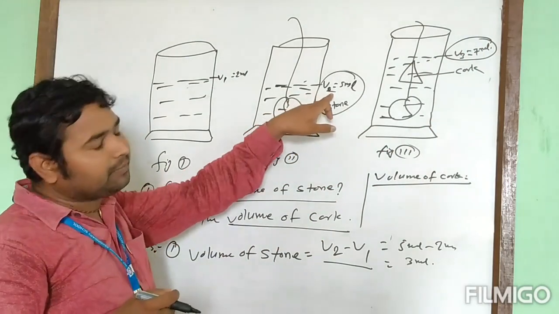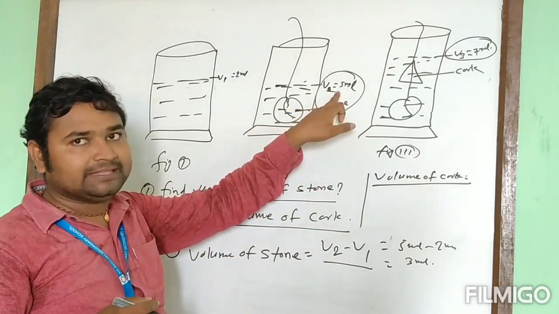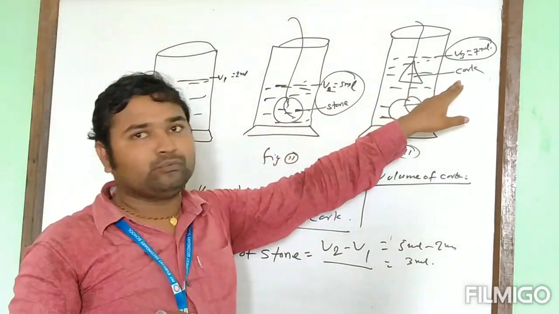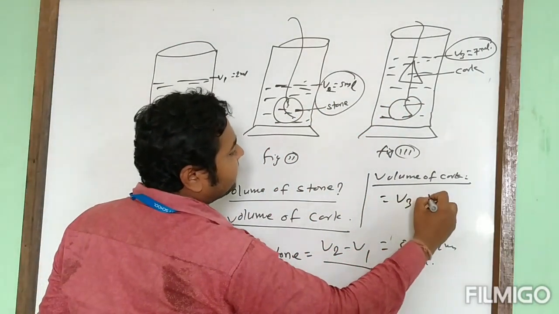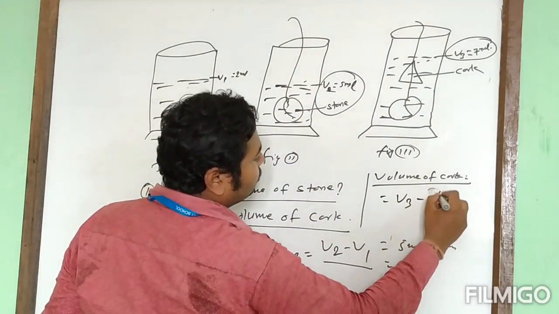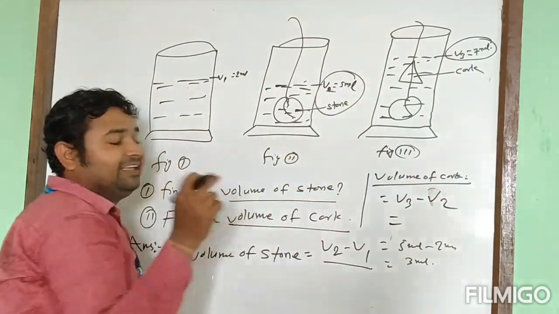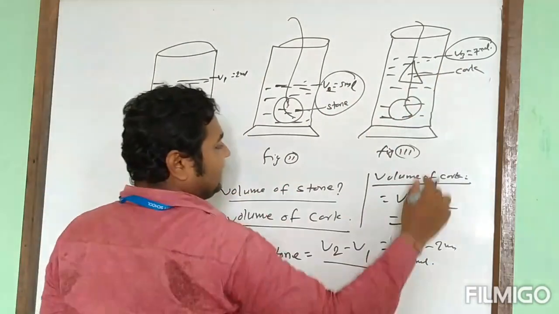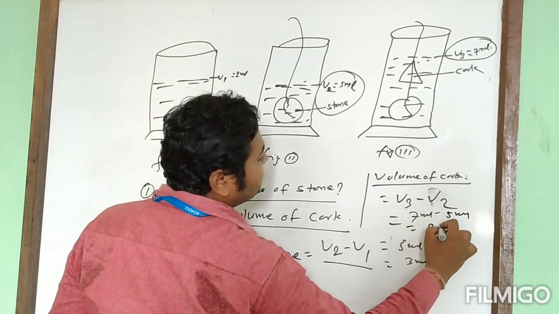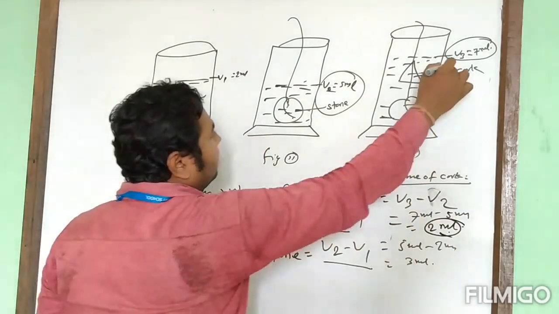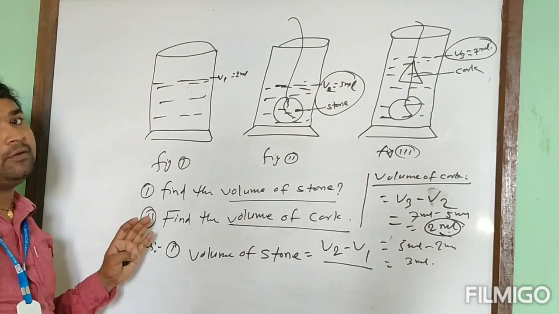Because the stone is already kept in that cylinder, this becomes the initial, and this becomes the final. So in this case, we have to find V3 minus V2. This V3 becomes the final and this V2 becomes the initial. So at that time 7 ml minus 5 ml, your answer is 2 ml. It means the volume of the cork is 2 ml. Okay, so this is all about the volume.